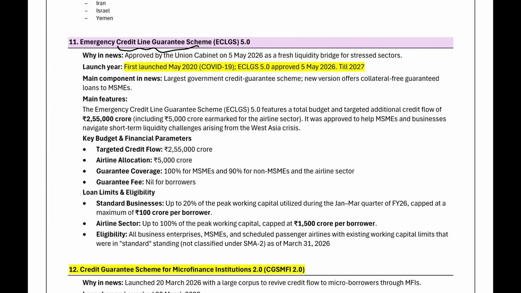Now read all these components. What is the launch year? It was first launched in May 2020, that is COVID-19. ECLGS 5.0 was approved on 5th May 2026, till 2027. This line is important for your understanding. Now, an important point: these are the key budget financial parameters. Write this down. How much is the targeted credit flow? That is 2,55,000 crore. Airline allocation 5,000 crore. Guarantee coverage is 100% for MSME and 90% for non-MSME and the airline sector.